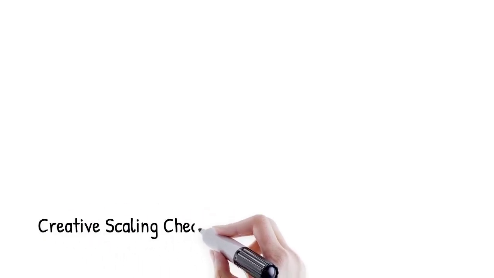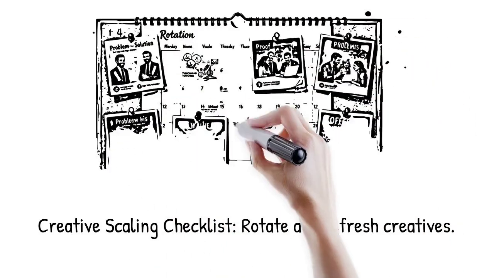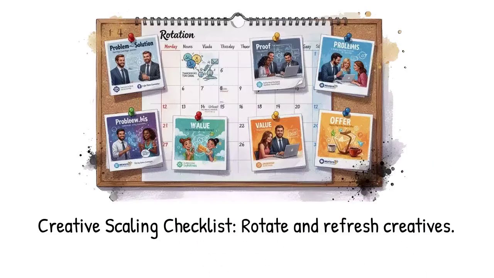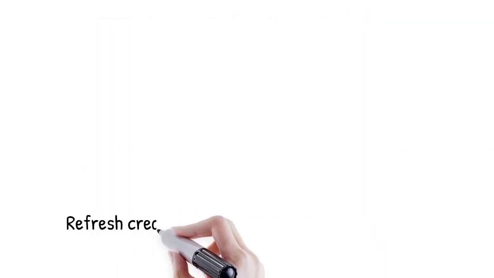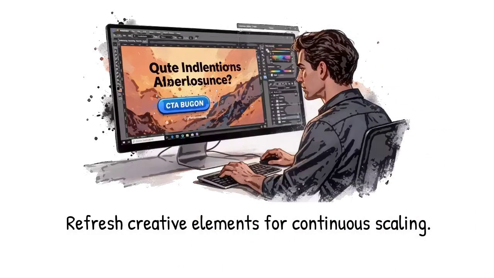4. The creative scaling checklist. Keep performance alive. Rotate creatives every 7 to 14 days for lookalikes. Use the 4-angle creative system: problem, solution, proof, testimonial, value, tips, offer, urgency. Refresh one element at a time. Hook, angle, CTA, visual, format. Creatives are the fuel of scaling.